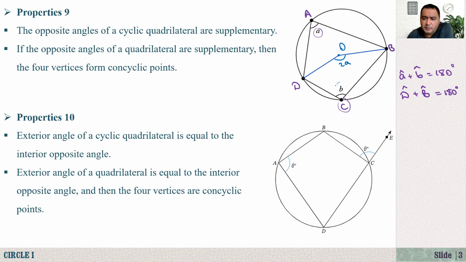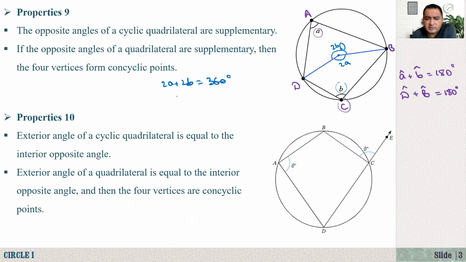In a similar way, how about for B? Angle B is subtended by the arc DAB, and also angle DOB, the major angle is subtended by the same arc, which means that this angle should be double B. That is 2 times B. Now 2A, 2B, they form a round angle, which means that their sum 2A plus 2B is equal to 360 degrees.